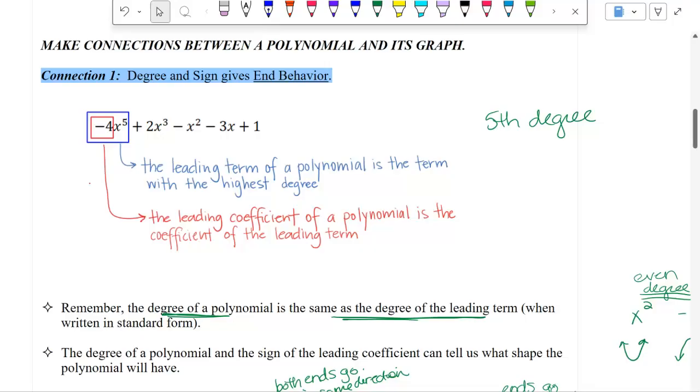So again, the overall degree of the polynomial and the sign is going to be really important to figure out what is going on with the ends of the polynomial. So remember, this is in standard form. It's got the highest degree first.